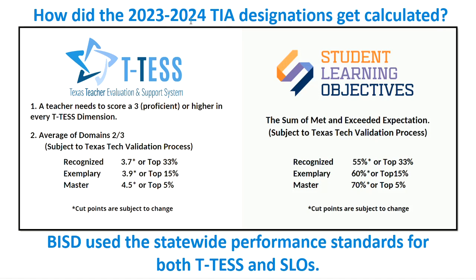How did the 23-24 TIA designations get calculated? Remember that the BISD designation system is in 2 components, a teacher performance component and a student growth component. Teacher performance is calculated using the T-TESS process, and student growth is calculated using the student learning objective process. BISD used the statewide performance standards for both T-TESS and SLOs. Those performance standards are the cut points that you see here for each individual component, and we will be going over that as we examine each individual component in the presentation.